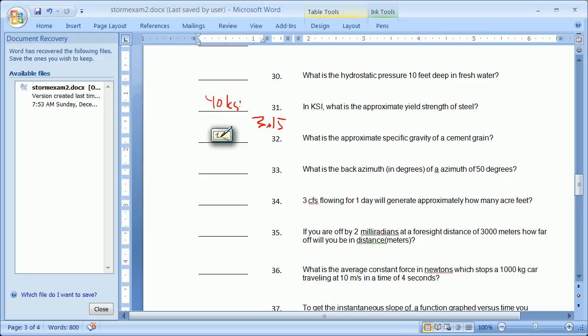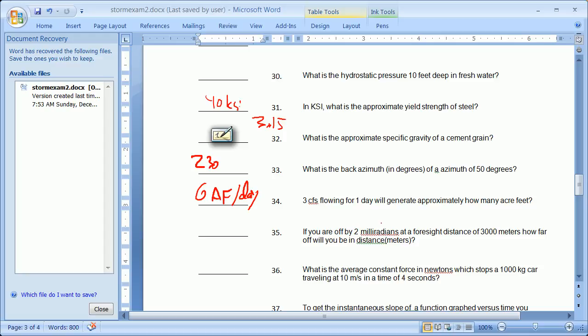Back azimuth of 50 degrees, plus 2, minus 2, add 2 to that, so it's 230. Basically 180 degrees opposite. 3 CFS is going to be 6 acre-feet per day. It works out almost perfectly because of the 86,400 seconds in a day and the 43,560 square feet in an acre.